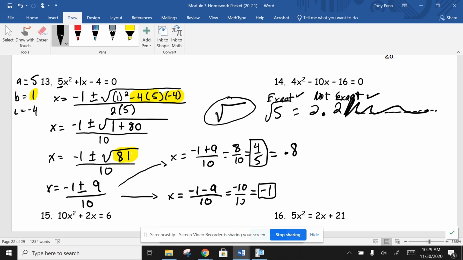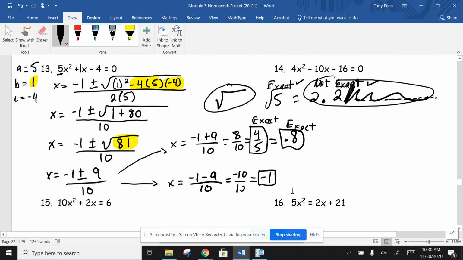4/5 and 0.8, these are both exact answers. So since these are both exact, I don't necessarily care if it's a fraction or a decimal, since both of these are just different ways of giving me the exact answer. When we have to round an irrational number, we don't want to be doing that, unless you're told to.